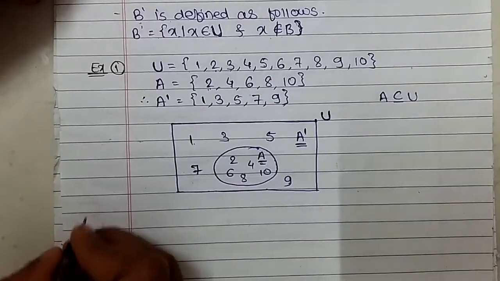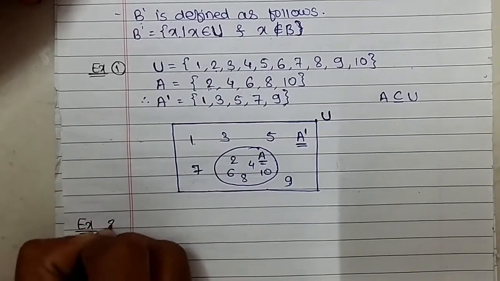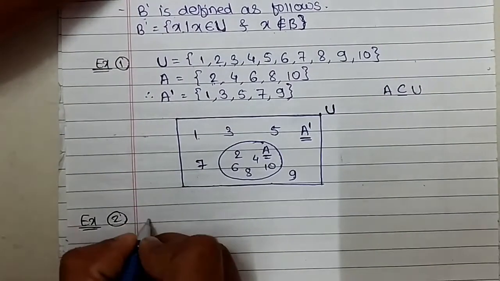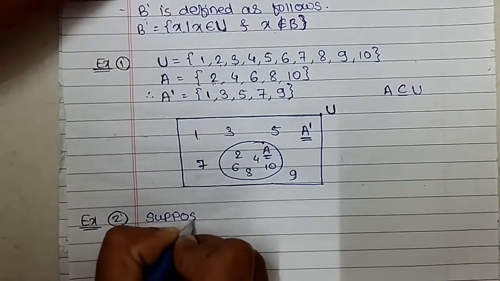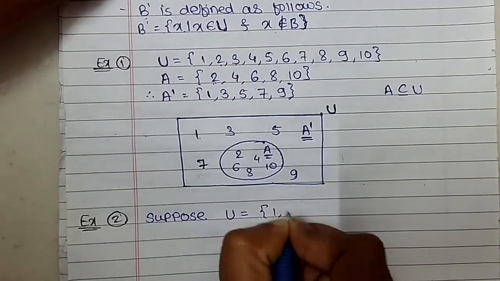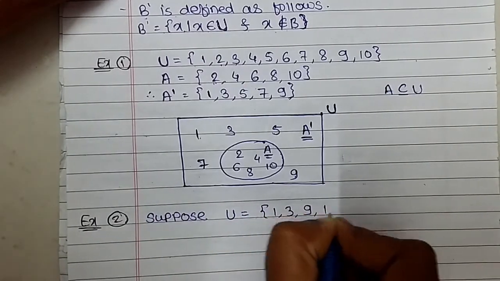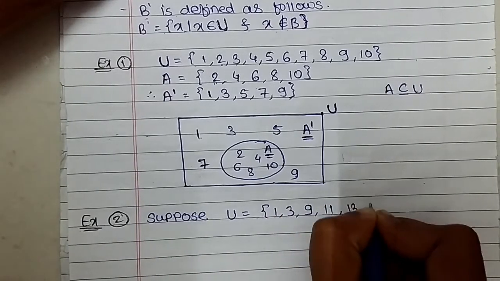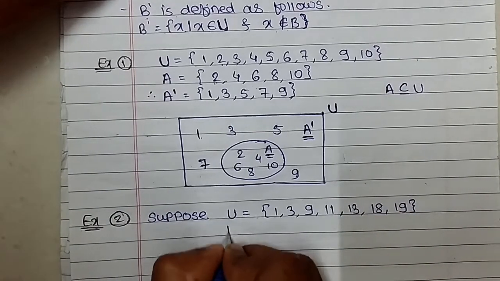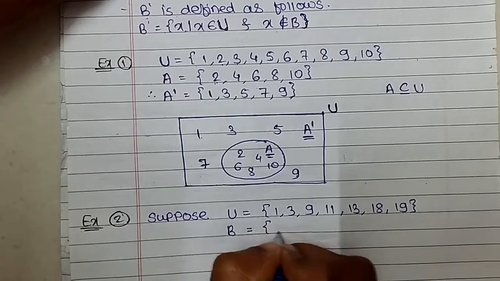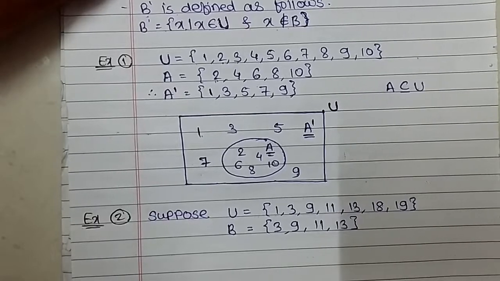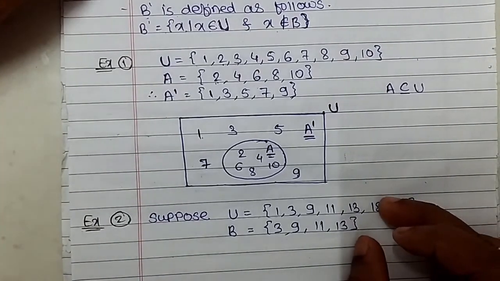That is example number 2. Okay, suppose U is equal to 1, 3, 9, 11, 13, 18 and 19. Okay, then B is equal to 3, 9, 11, 13. Okay, so this is your given set here.